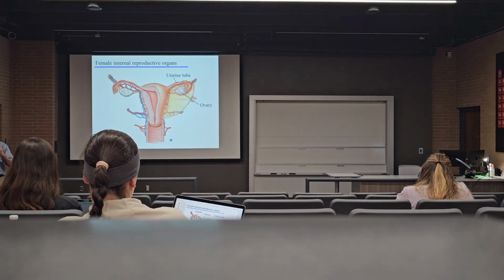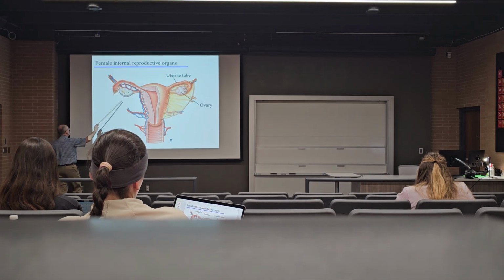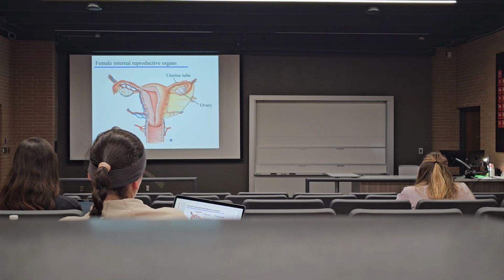So once that egg is released, it needs to make its way into the uterine tube, and it's essentially on its own to do so. Again, the ovary here will produce one egg roughly once a month. It then has to make its way into that uterine tube.